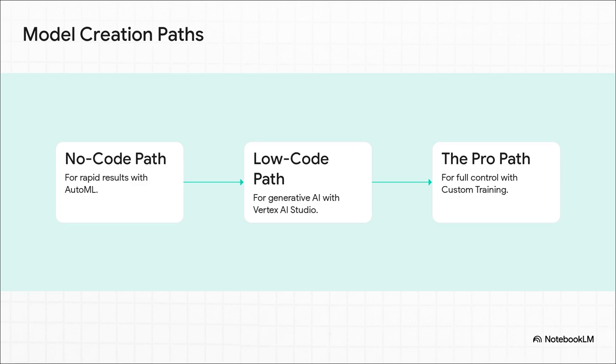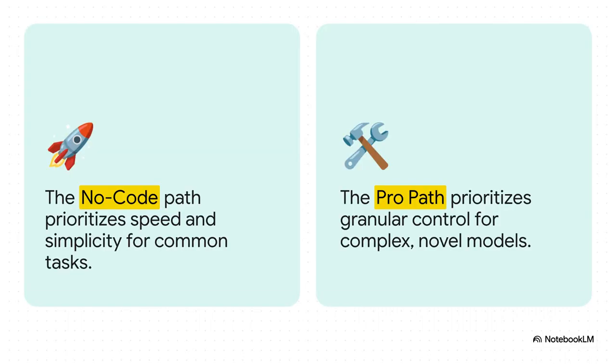You can start on the no-code path using AutoML. You literally just bring your data, and Google's automation builds a powerful model for you. Or maybe you take the low-code path with Vertex AI Studio to tap into incredible generative models like Gemini. And of course, for the experts who need total control, there's the Pro path, which gives you full custom training capabilities.